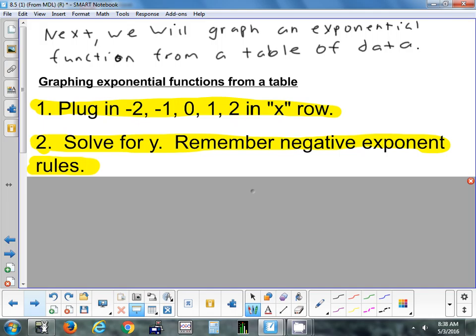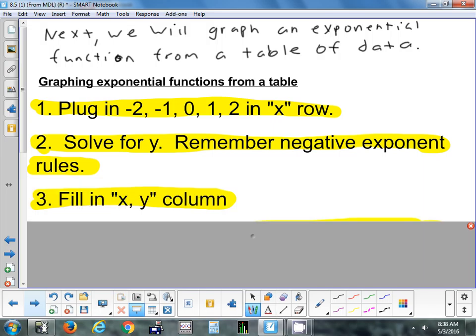And remember your negative exponent rules. Like I showed you, the first one Mr. Hager did, we had to flip some stuff around. Right? You might have to do that. And sometimes when you do that, you're probably going to start off with fractions. Right, so what Mr. Roy just explained, that's step 2. You got your x values, now you're going to find all your y values.